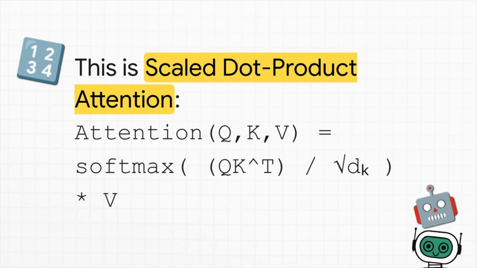This formula might look a little intimidating, but it's really just the math version of the 4 steps we just described. You can see the queries, keys, values, and the softmax function. That extra bit with the square root is just a small trick to keep the numbers stable during training. This equation is the engine that drives the entire transformer architecture.